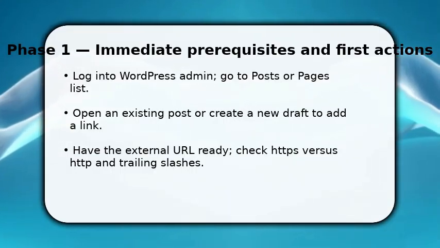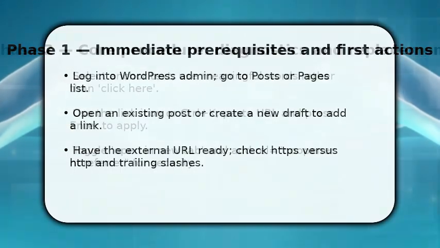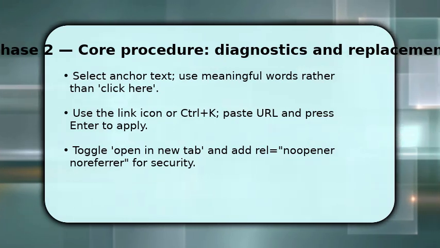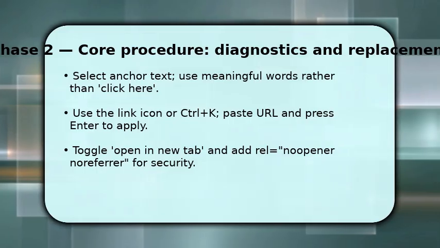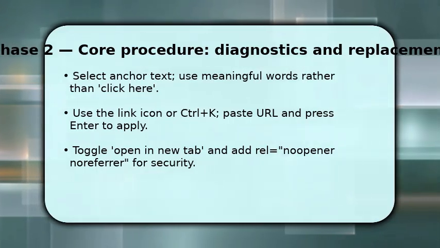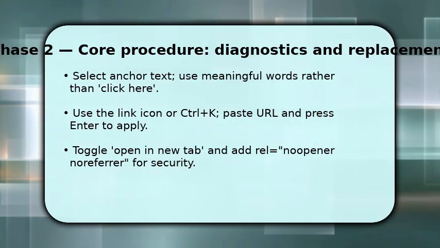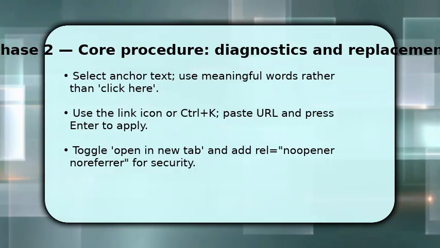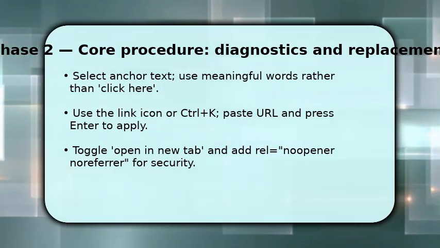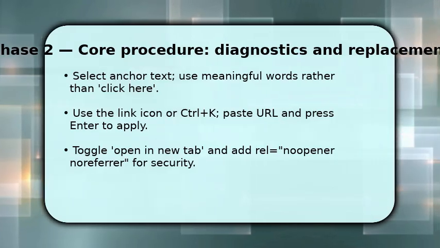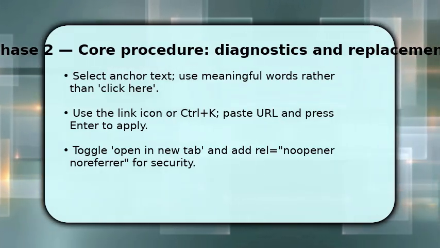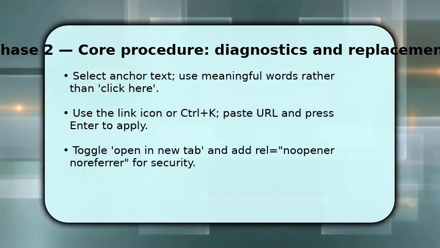Select the anchor text you want linked. Meaningful text helps SEO and accessibility, so choose descriptive words rather than generic phrases. Then invoke the link tool, click the chain icon or press Ctrl+K, paste the external URL and hit enter to apply. Next, make sure to toggle the option to open in a new tab if that is your intent, and add rel equals noopener noreferrer to avoid performance and security issues, because it protects your site.